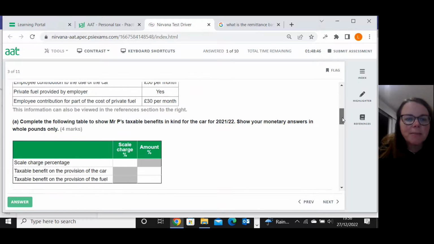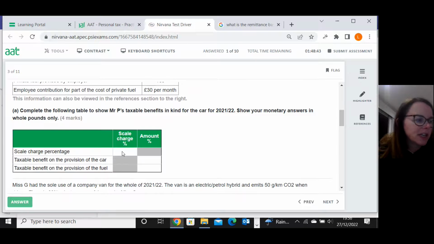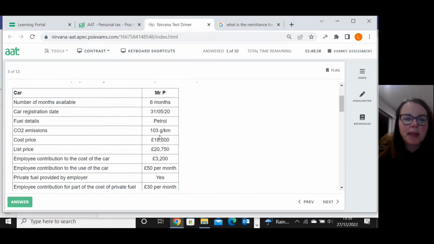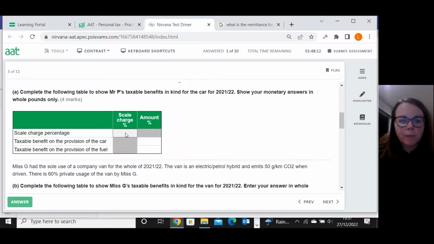So complete the following table. The percentage first of all: round down the CO2 emissions to the nearest 5, so that would be 100. Subtract 55 and divide by 5. Then add 15. Don't need to add 4, it's not diesel. Don't need to add 1, it's a new registration. So that gives me a percentage of 24.